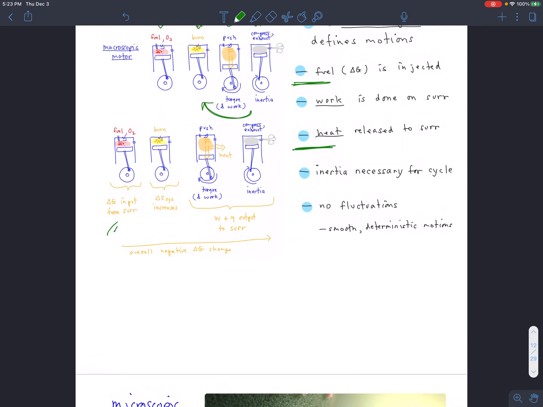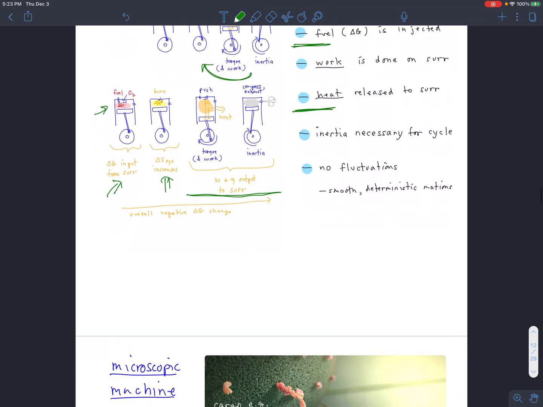And so, yes, you can see here's the delta G input, that's the fuel and oxygen. Here's a chemical reaction, basically, that takes place. And here's where the heat and work are all done in the rest of the cycle. For a macroscopic engine like this, the fact that these are heavy moving steel parts means that inertia gets generated when forces are acting, and that carries the machine around through the parts of the cycle where forces are not acting anymore, or forces are acting in the opposite direction, in fact.